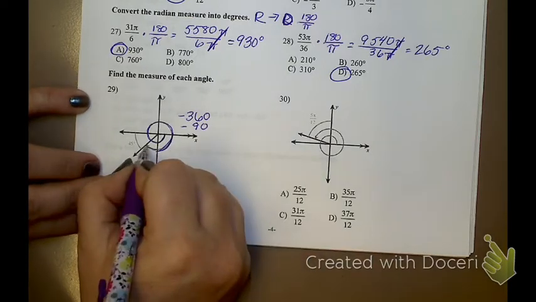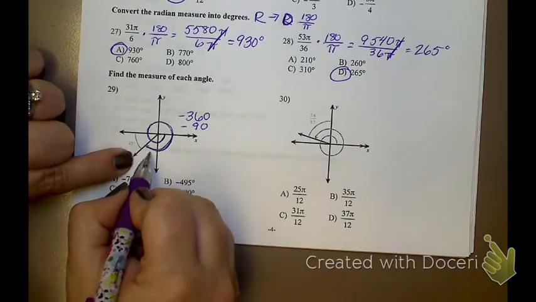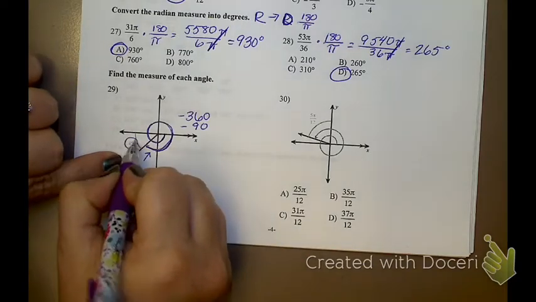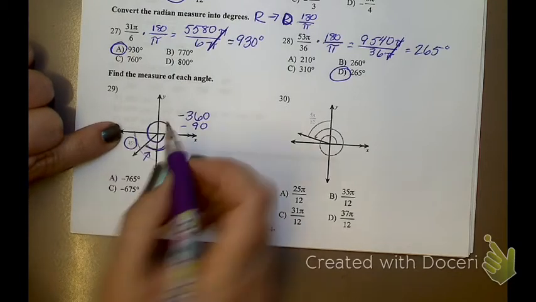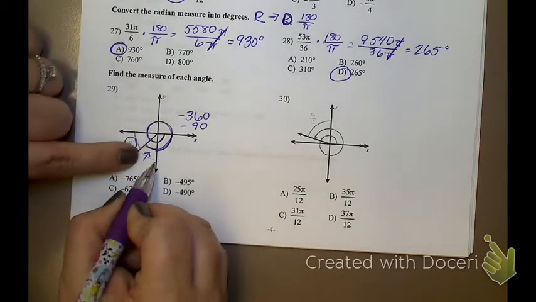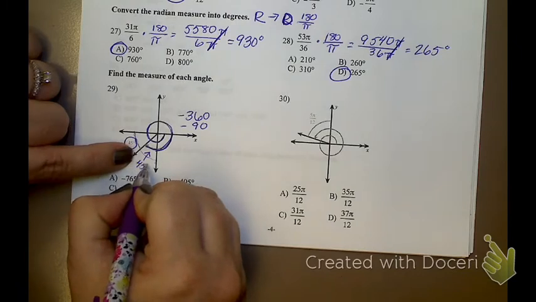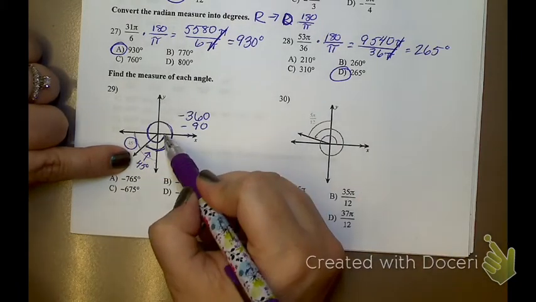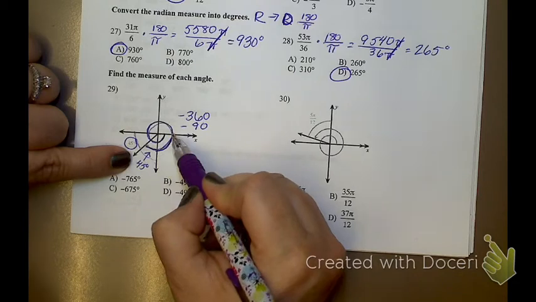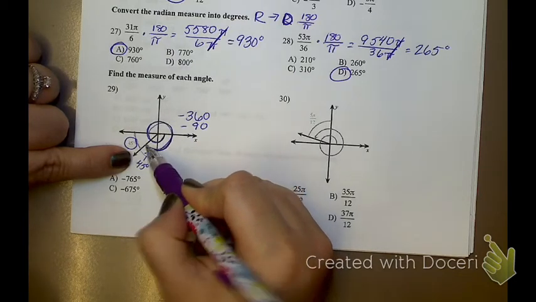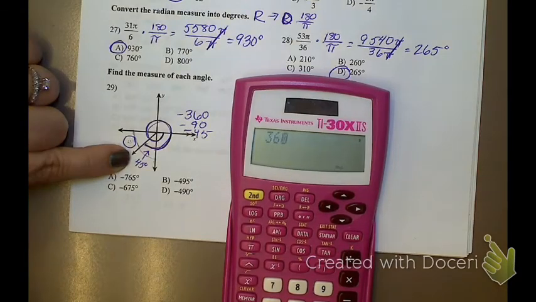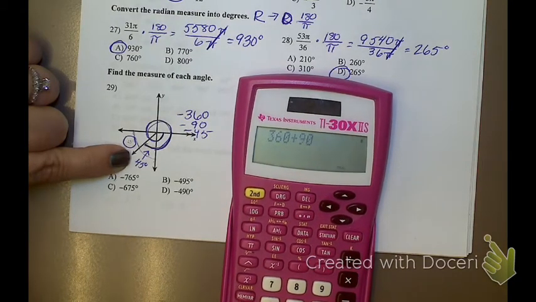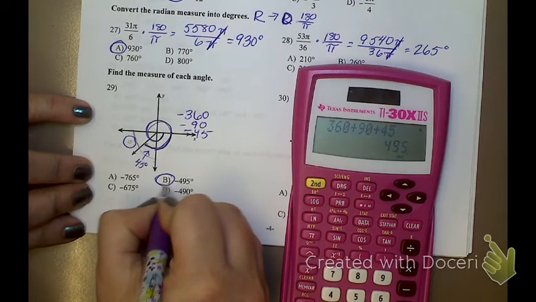Then I have another bunch right there. Now, I don't know how much that is, but they tell me that's 45 degrees. So if this whole quadrant right here is 90 degrees and this part's 45, guess what this has to be? Also 45 degrees. So putting that all together, I went 360, another 90, and another 45. So that means I'm at 495 degrees, and we know that's negative.